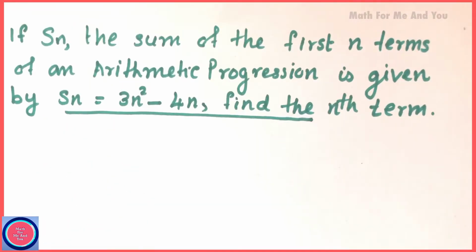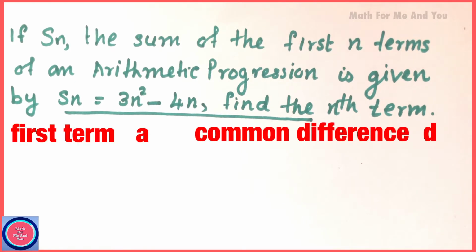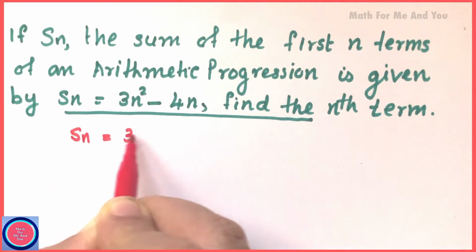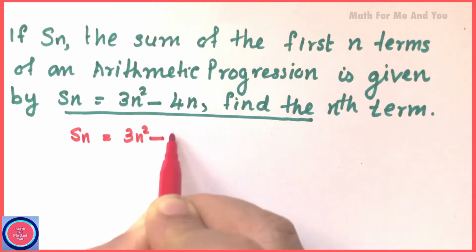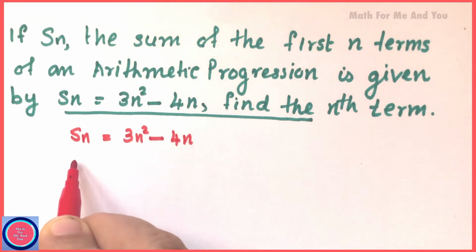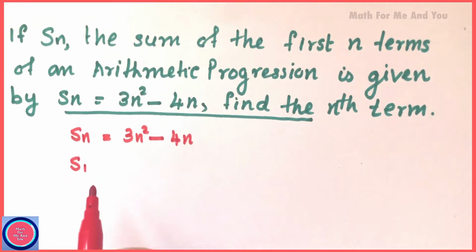Second question. If Sn, the sum of the first n terms of an arithmetic progression is given by Sn equals 3n square minus 4n. Find the nth term. To find the nth term, we need A and the common difference D. To get A and D, we can use Sn equals 3n square minus 4n. When we put n equals 1, we get S1. That means sum of first term. What is first term? A. Sum of first term means A itself.